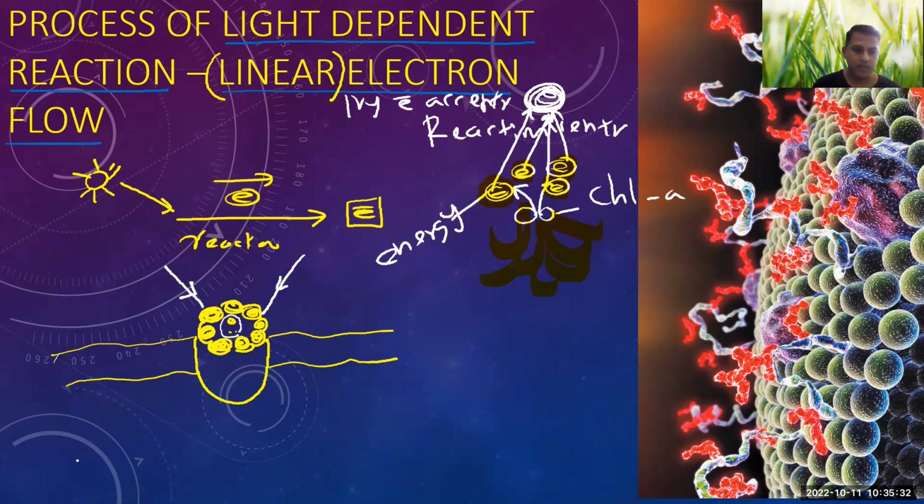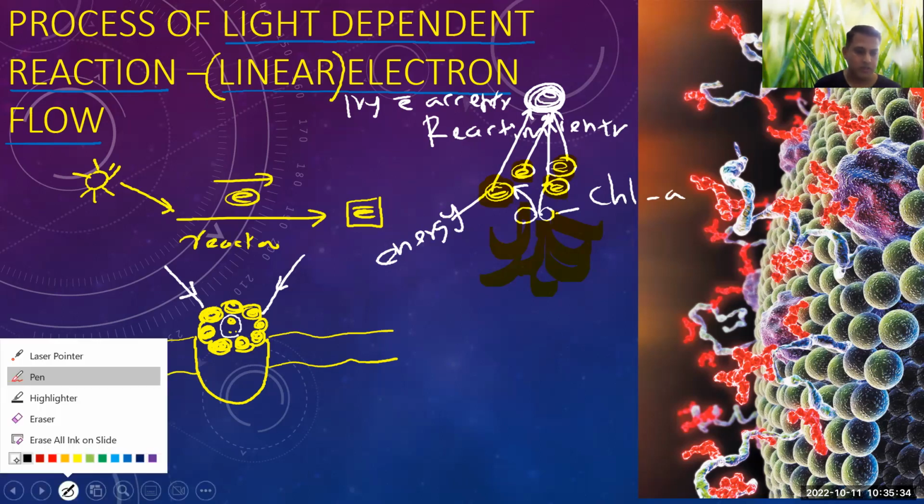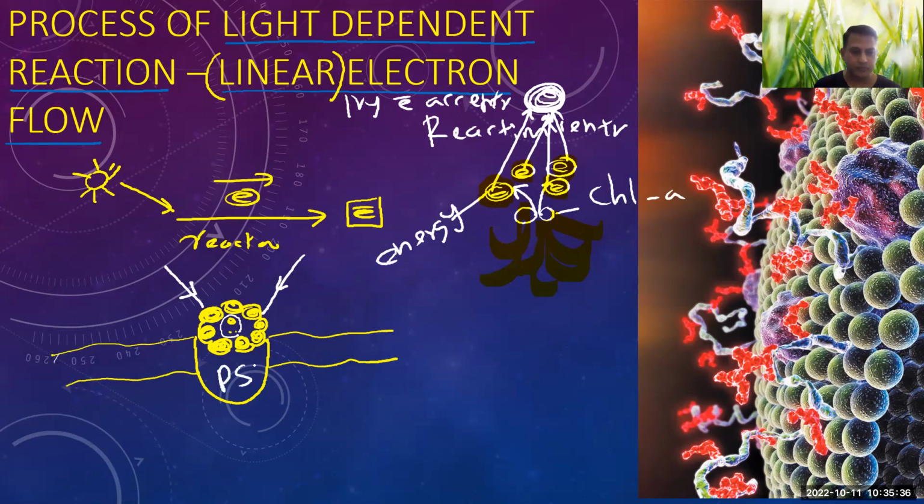And this system is photosystem 2, or the 680 nanometer range. So light dependent reactions start not with PS1, they start with PS2. So now the electrons, really rich in energy, are moving to the primary electron acceptor.